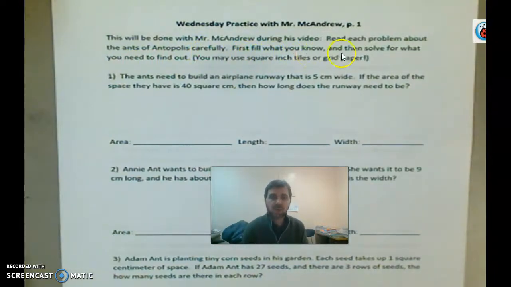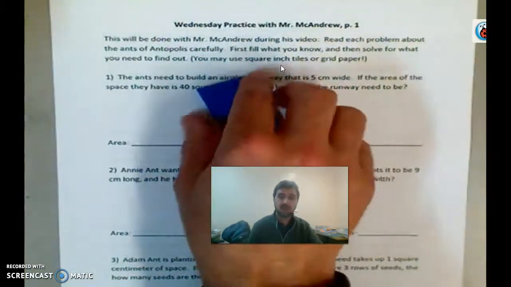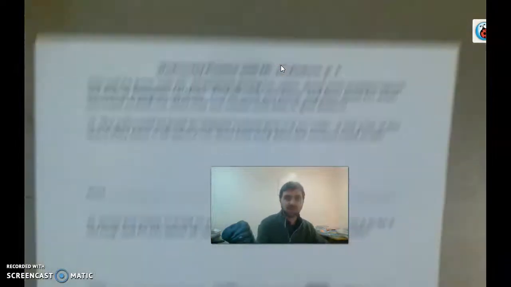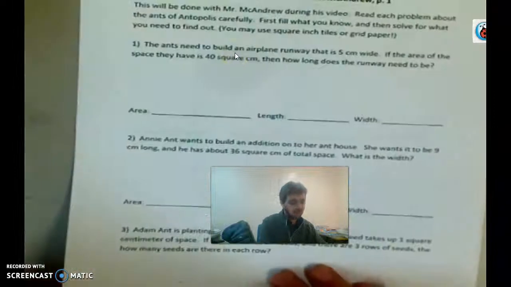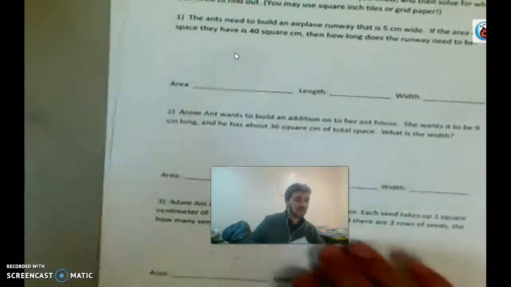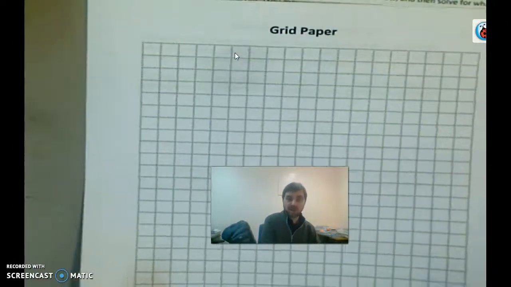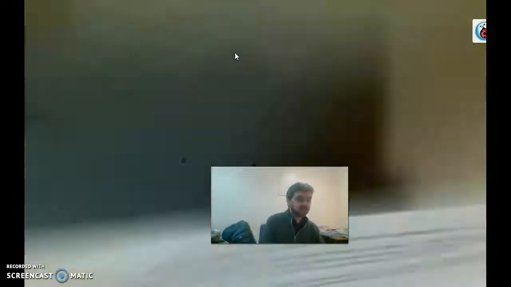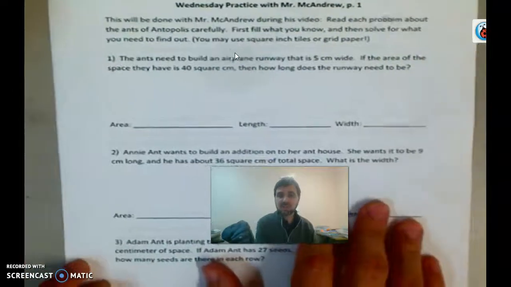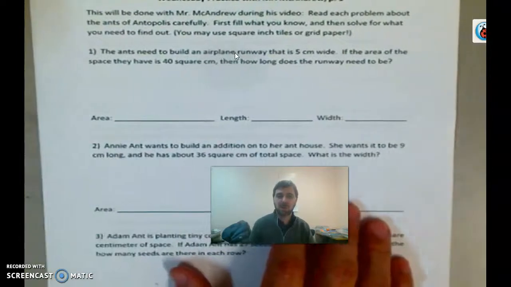First, fill in what you know, and then solve for what you need to find out. It says you may use square inch tiles, which we just used, or you can also use grid paper. I put extra grid paper in your math packet. It looks like this. It says, grid paper. All right, so let's do the first one together, then you'll try one on your own, okay?